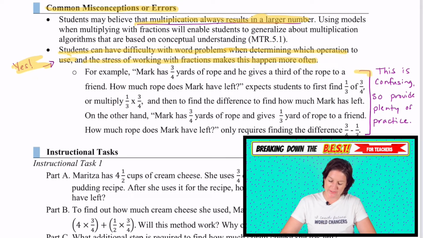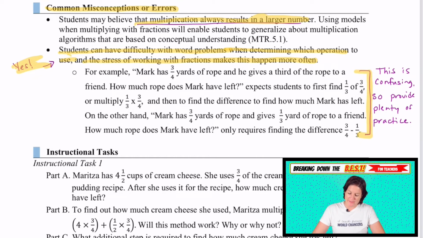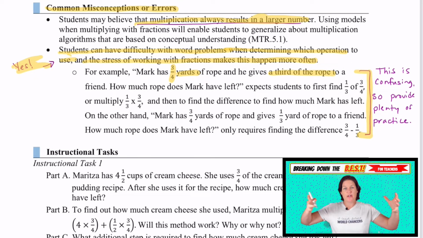So go ahead and take a look at this example right here. And I said this is confusing, so make sure that you provide plenty of practice. This says that Mark has 3/4 yards of rope, and he gives a third of the rope to a friend. So if he has 3/4 of a yard and he takes a third of it, first we have to multiply those fractions to figure out what a third of that would be. And then the question says, how much rope does he have left? So not only do we have to multiply those two fractions, but then we have to subtract what we're removing.